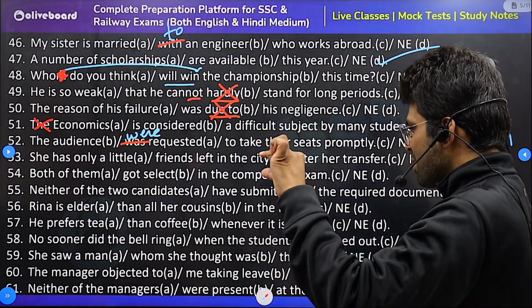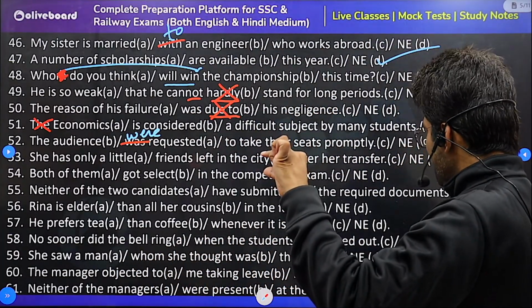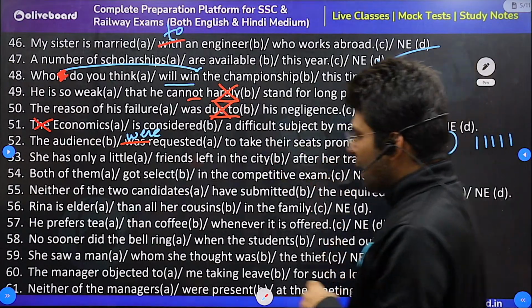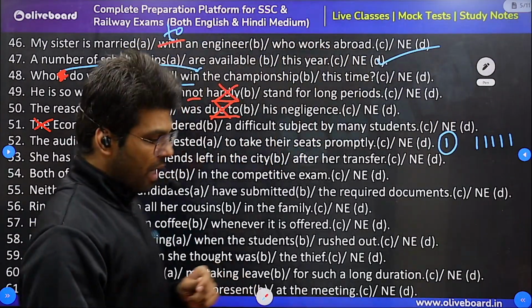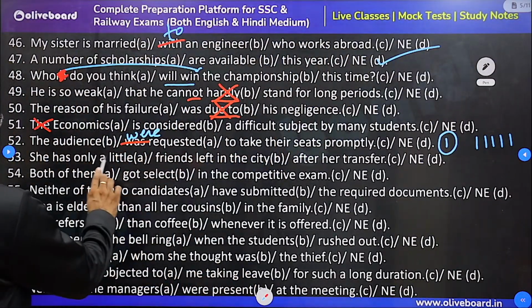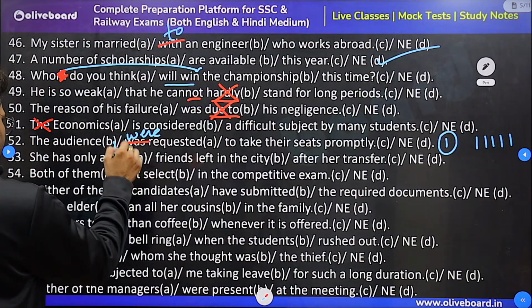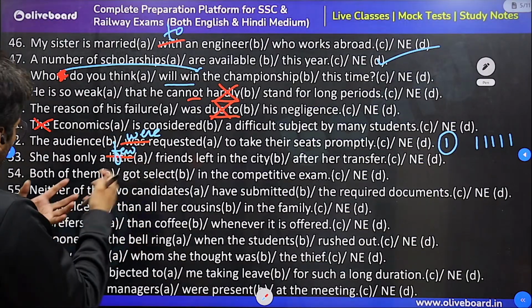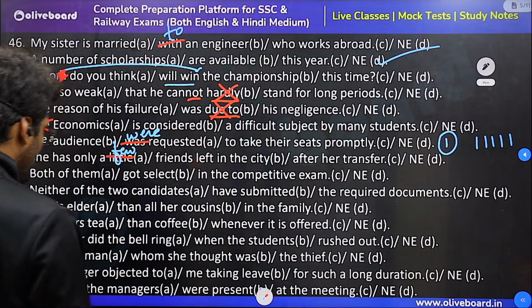She has a little friends. That means she has those tiny friends left in the city after the transfer. Okay. Little is used for uncountable nouns. For countable nouns, we use few. So she doesn't have many friends now. She has a few friends after her transfer.